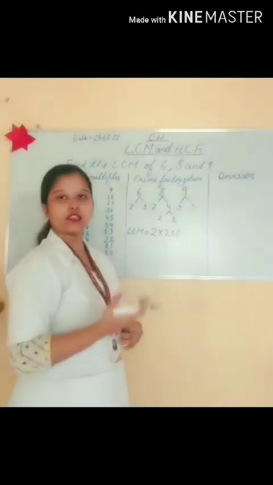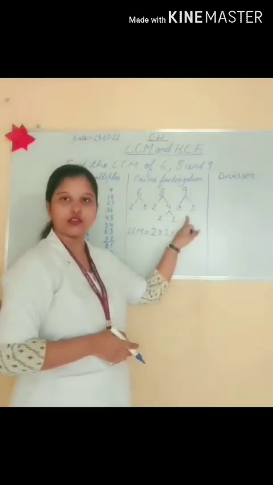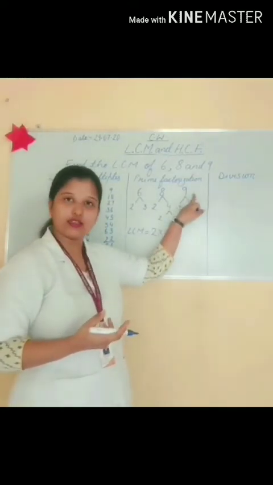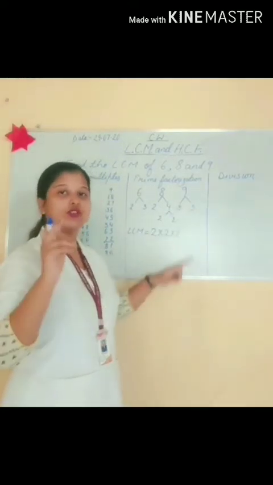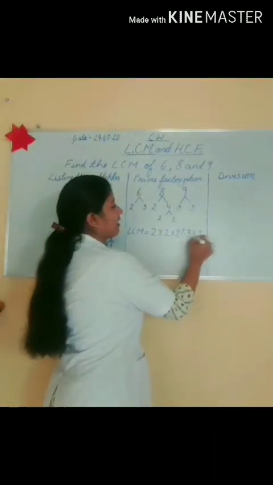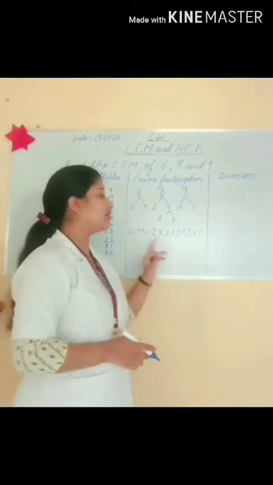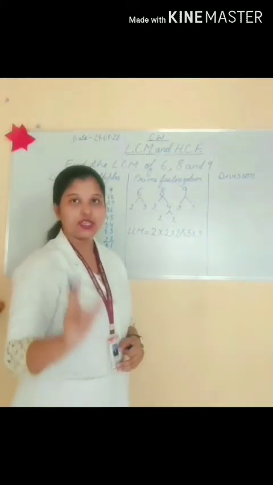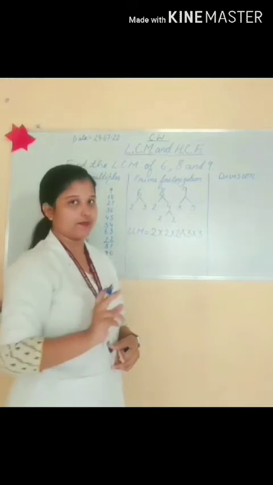Now coming to the next prime factor, that is 3. So where are the maximum number of 3's? In 9, there are two 3's. So you will write here two 3's, and we will multiply all these numbers. And whatever the product we will get, that is our LCM.